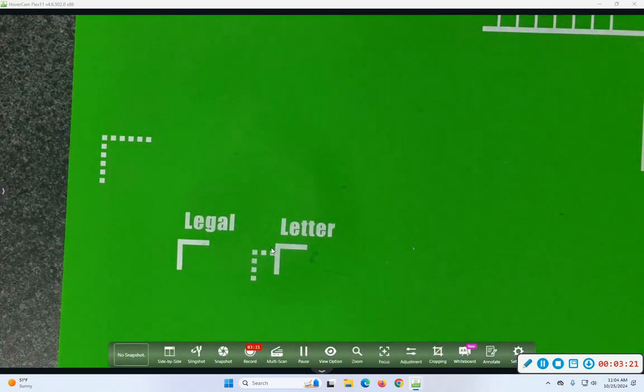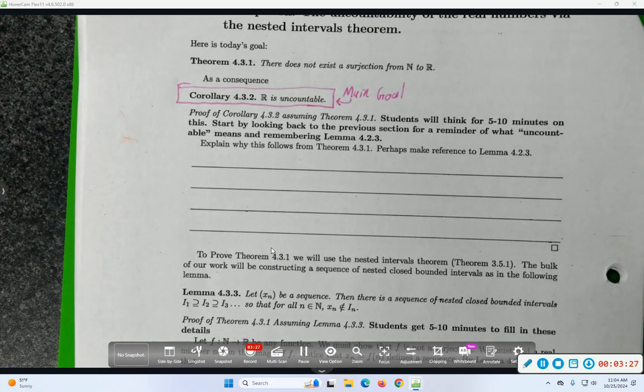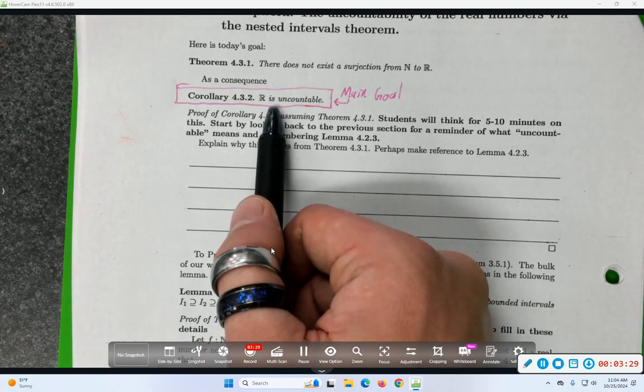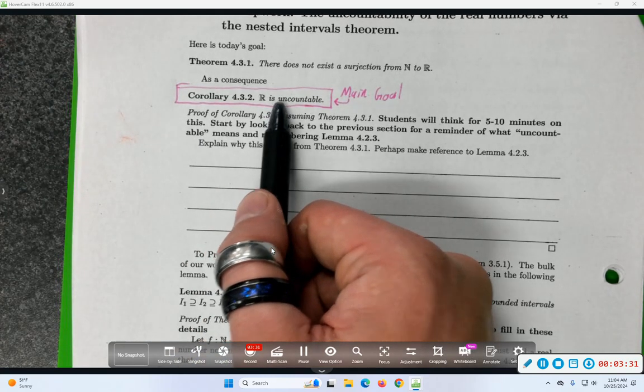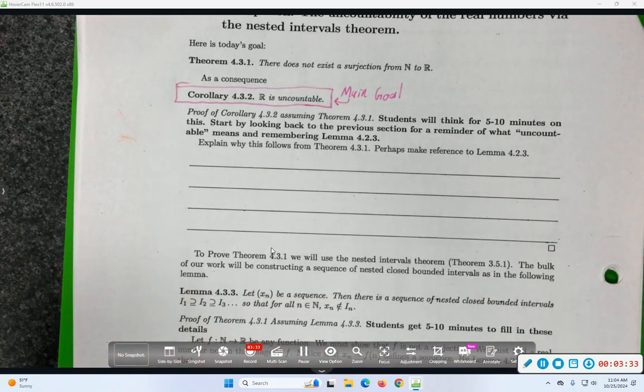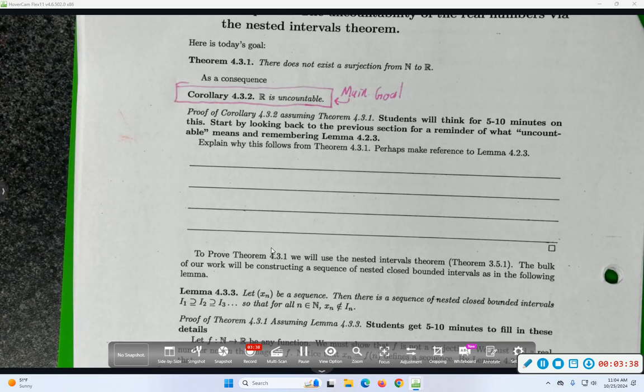And I want you all to fill in a bunch of these things, not me. So there's the thing we want to prove. The real numbers are uncountable. We will do that by showing that there does not exist a surjective function from the natural numbers to the real numbers.